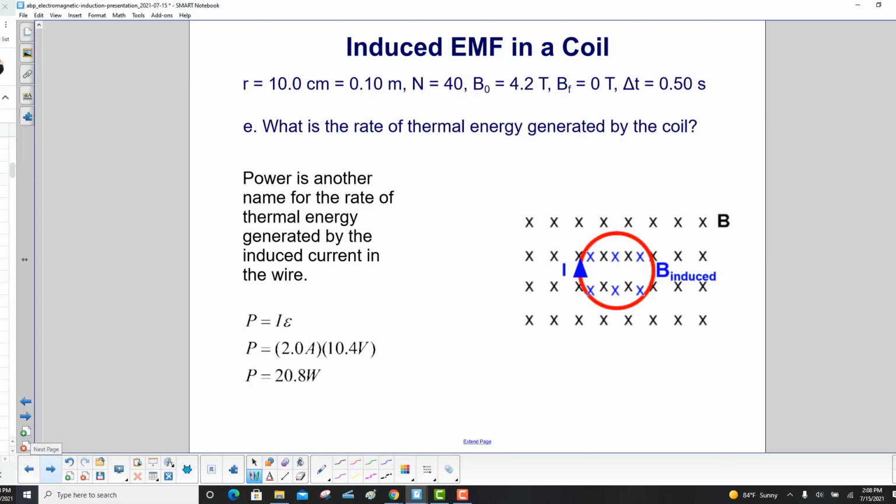What is the rate of thermal energy generated by the coil? Well, power is another name for the rate of thermal energy generated, and that will be generated by this induced current in the wire. And power is IV, where V is voltage, but again, voltage and EMF are interchangeable here. Substitute in our current, our EMF, and you get a power, or the rate of thermal energy generated, is 20.8 watts.